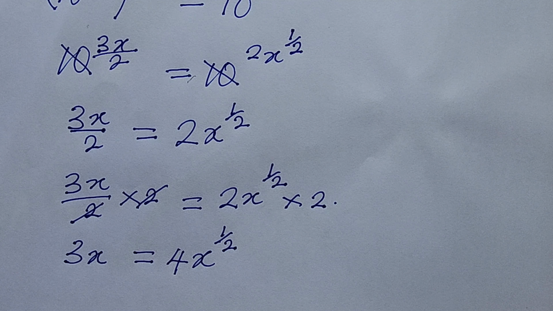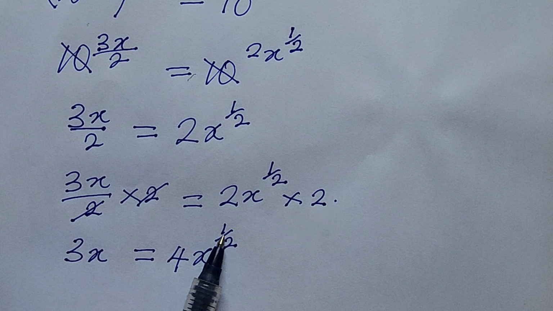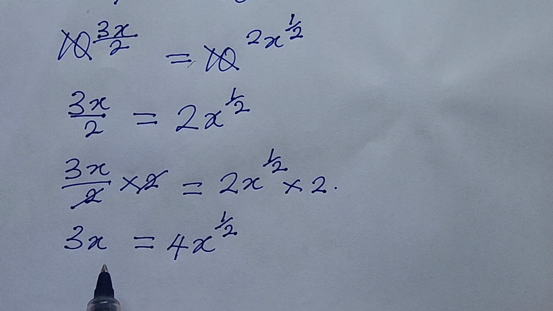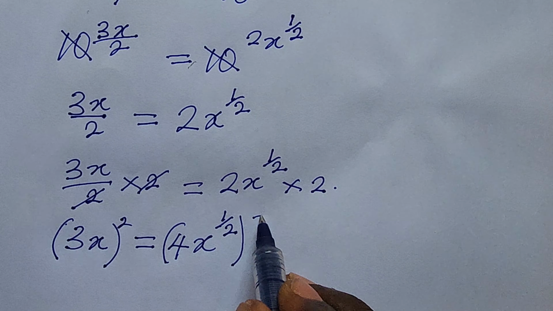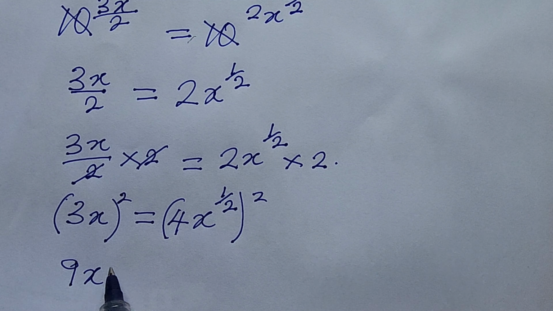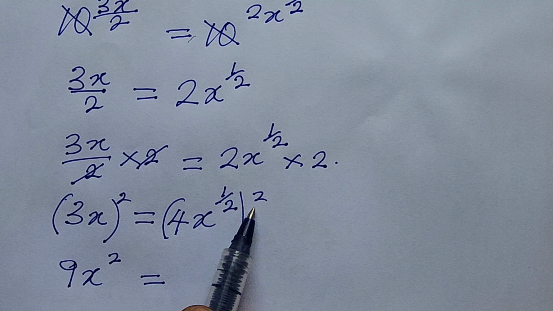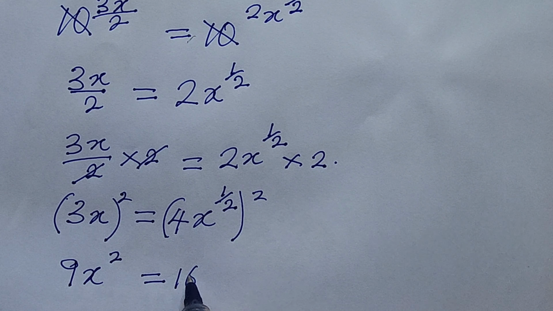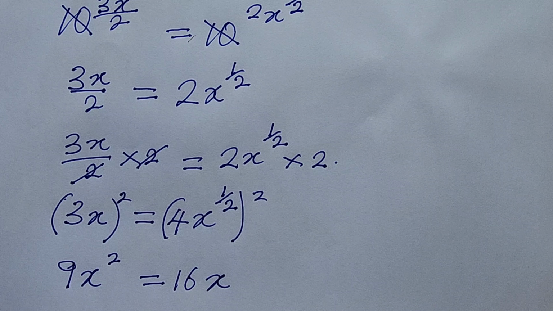So what do we do next? Because this is a square root, we have to eliminate this fraction here. And how do we do that? We square both sides of the equation. So we take the square of this side and we equally take the square of this side. The square of this is going to give us 9x to the power of 2. This is equal to the square of 4, which will give us 16, and this power will cancel this to give us our x here.